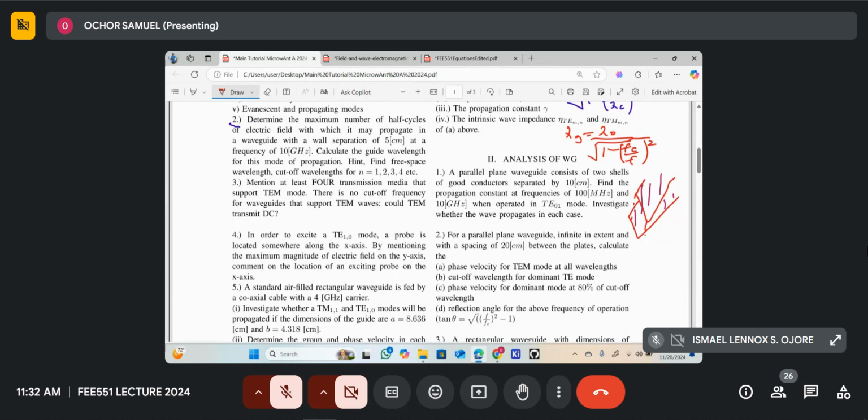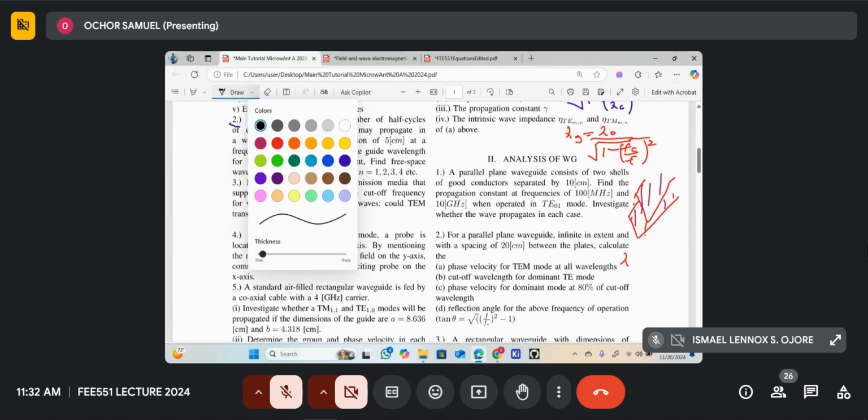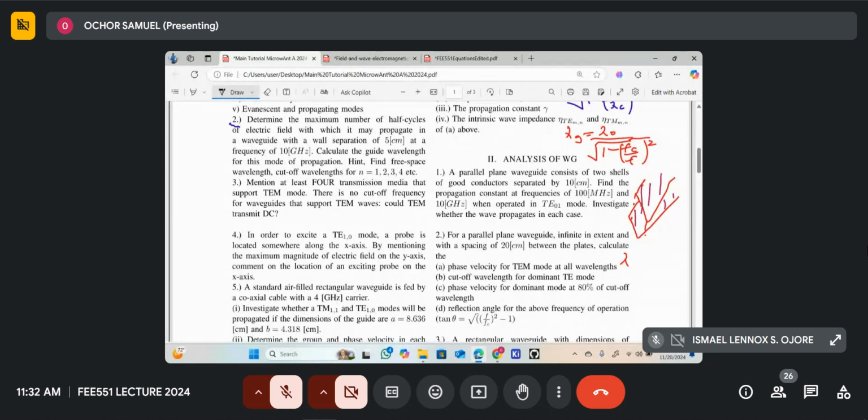So first of all, we determine the cutoff wavelength, which is the formula we were given as 2b over n or 2a over n for a parallel plate, depending on whichever you decide to use. The separation, you could use it as a or b, it doesn't matter. So lambda c equals 2b over n.